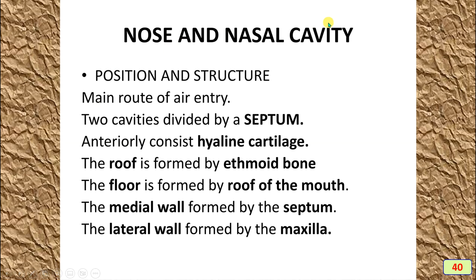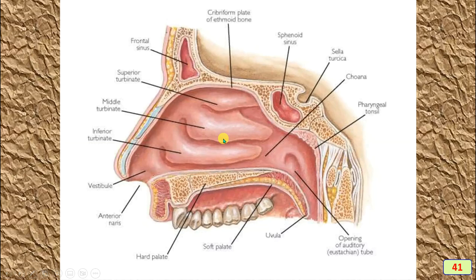Usually, the nose and nasal cavity is a very common structure in most animals and also mammals, including human beings. It is the primary route of entry of air into the lungs, and the two cavities are divided by the septum. Anteriorly it consists of hyaline cartilage in the upper part, and the roof is formed by the ethmoid bone, the floor is formed from the roof of the mouth, the medial wall is formed by the septum, and the lateral wall is formed by the maxilla. So this is the structure of the upper respiratory tract.